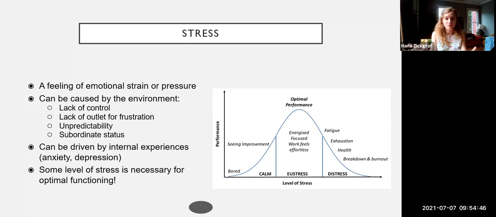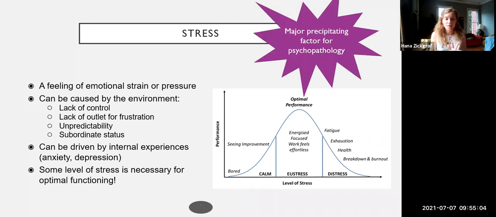peak of optimal stress. Past that peak, we start to experience the negative consequences of stress, like fatigue, tiredness, negative effects on health, which we talked about in the depression lecture, and what this figure is calling breakdown and burnout, but what can also be the precipitation of psychopathology. So as we talked about in the anxiety and depression and psychosis lectures so far, experiencing stress is often associated with the precipitation of symptoms of one of these forms of psychopathology.